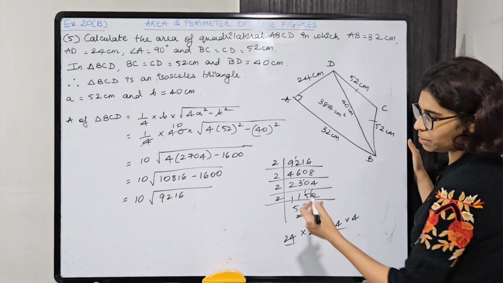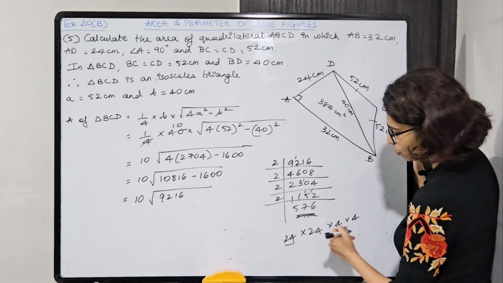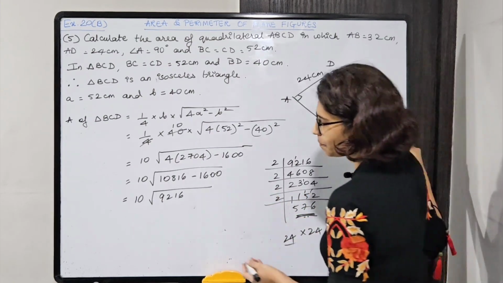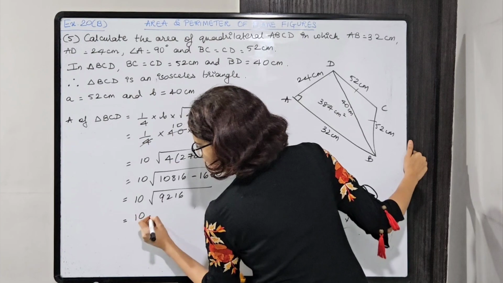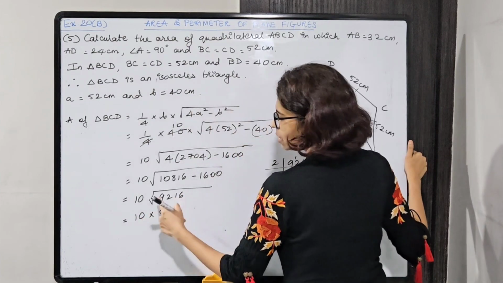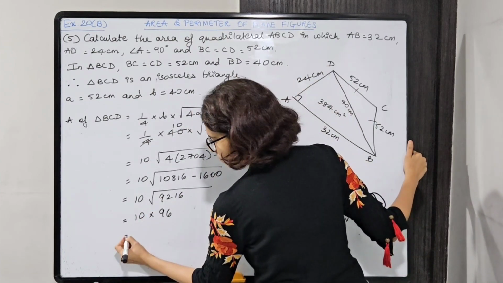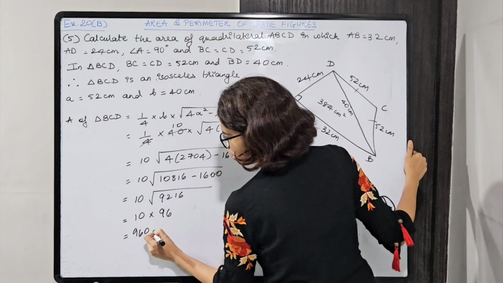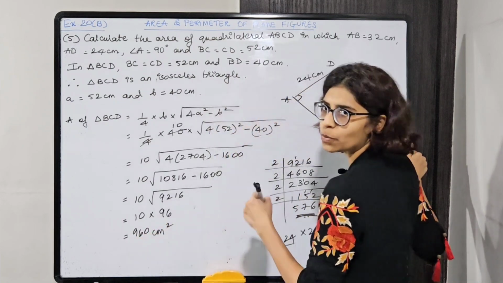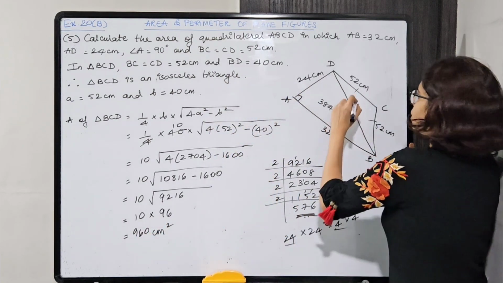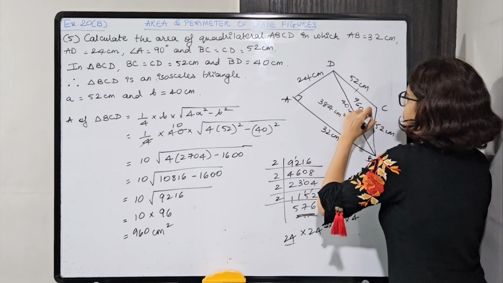24 into 4 will be the answer. So 24 into 4, that will be 96. So 10 into 96, so इसका square root है 96, that will give 960. Don't forget the unit, square centimeter. Okay, so ये मुझे मिल गया 960.